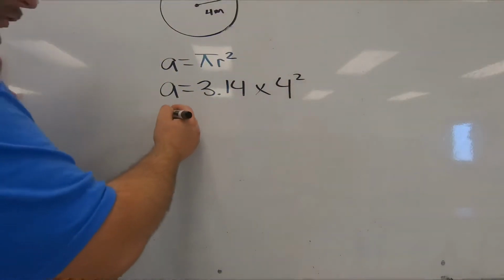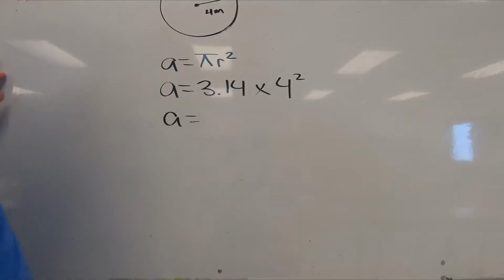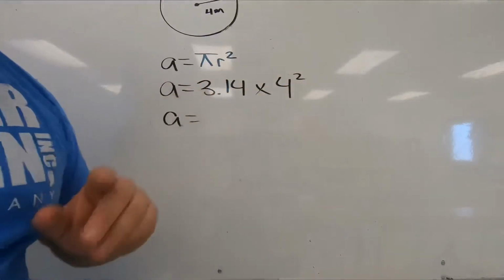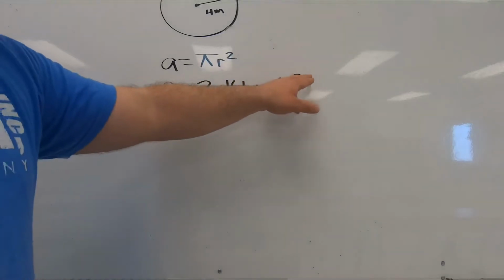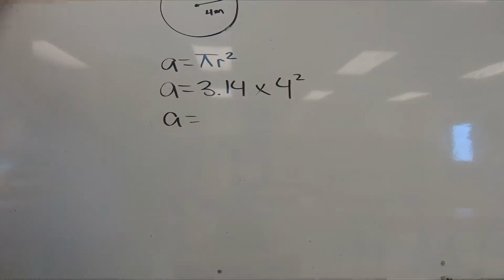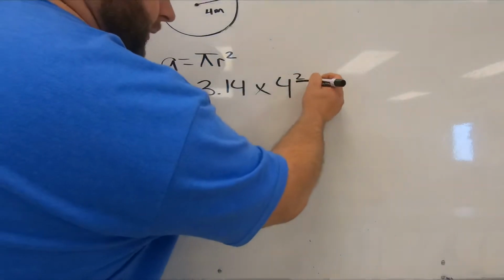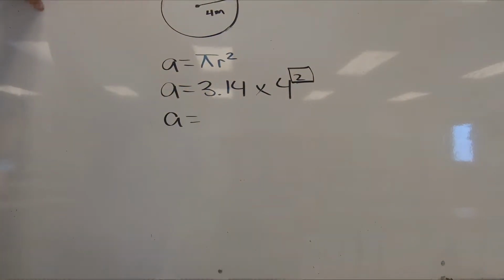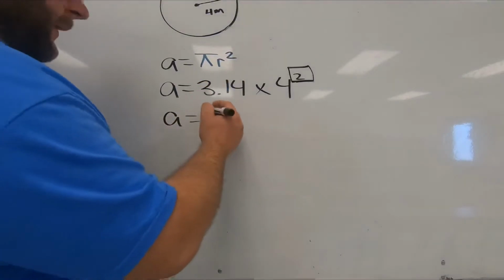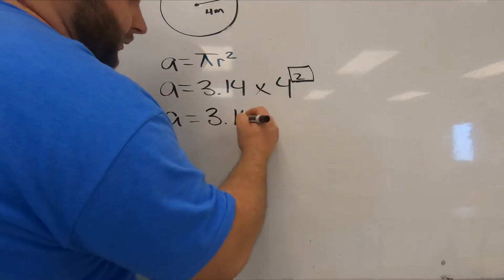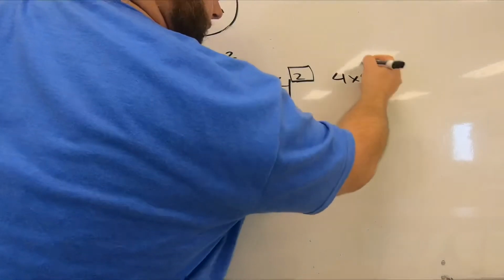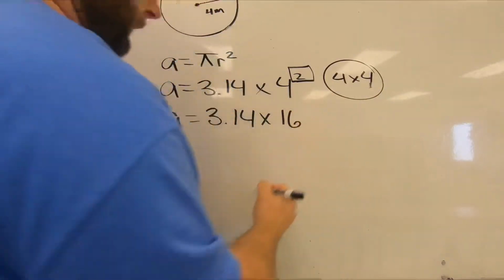Now here some people will often get confused. They'll multiply 3.14 times 4 and then square it. That's not what we're doing. Make sure you do your squares, your exponent first. If you did order of operations last year, which I believe they do in grade 5 or 6, you need to do exponents before you multiply. So let's go ahead and do 4 squared, which is just 4 times 4. And that gives us 16.